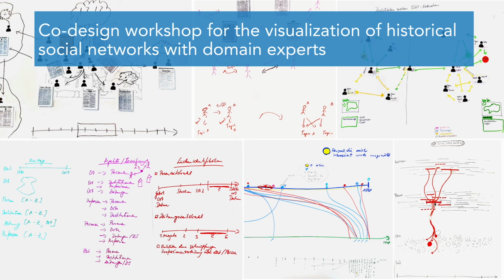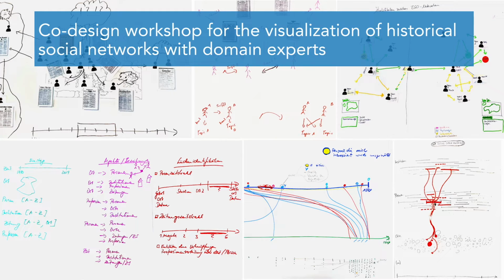The general idea for this work already originated in a co-design workshop for the visualization of historical social networks that we conducted in 2019 with social network and historical social network analysts. In fields like historical network analysis, transparency, and access to the context and attributes of a relation in a network is of critical importance for interpretation.